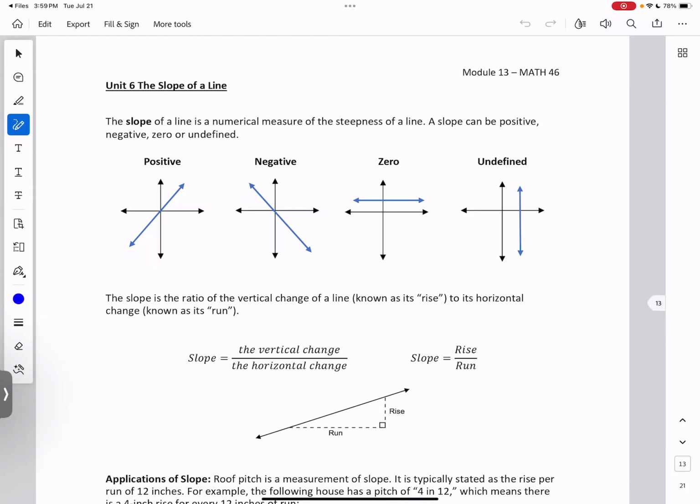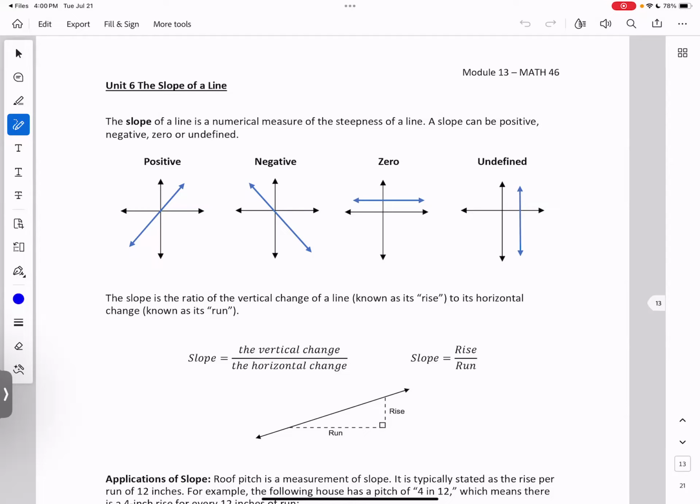So let's move into talking about slope of a line. And you've probably all thought about slope before, for example, if you're sledding or skiing down a hill, or the slope of a roof. And it's really the same thing when we talk about lines in graphing. So the slope is a measure of steepness.